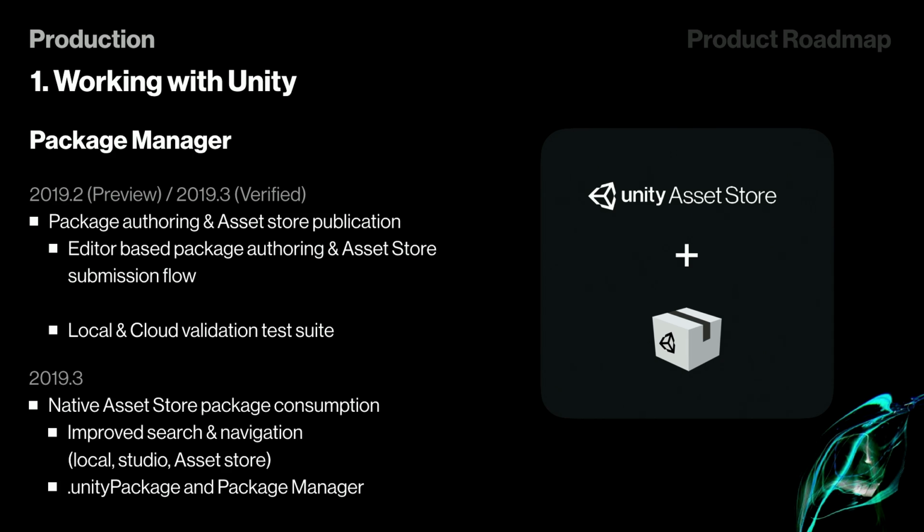In 19.3, we have native asset store package consumption. In the past, when you've used the old .unity package format, you haven't been able to install and uninstall things. This is aimed to correct that. The new package format will allow you to install, and have semantic versioning that allows you to see exactly what package goes with which version.